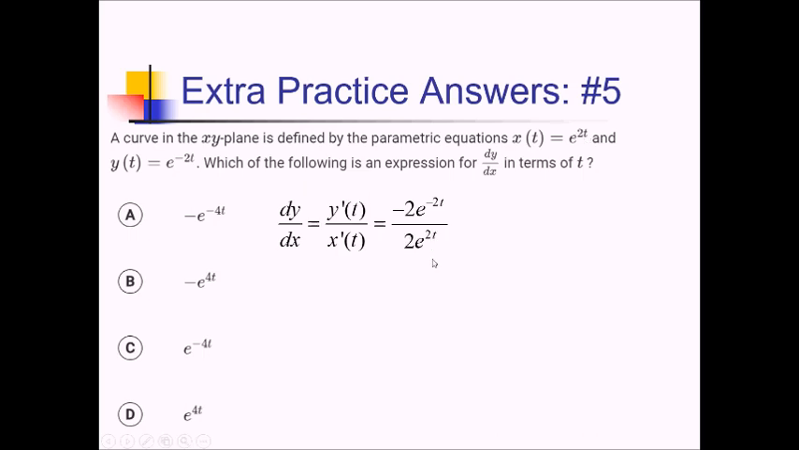And we're going to have to simplify this to get one of these answer choices. So these 2's can cancel. We have a negative. We also have, let's see, this is going to be e to the negative 2t minus 2t using our exponent rules. So that's going to be e to the negative 4t. So when the dust settles, we have negative e to the negative 4t. And that is going to match answer choice A.